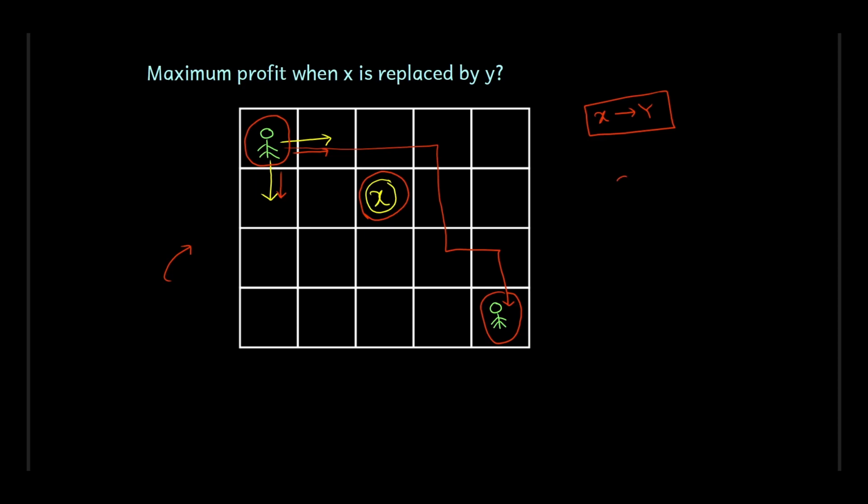Of course, you can do it in O of R into C for each query. But can you do it in O of 1 for each query? So in this video, I want to show you a beautiful technique using which you can do that.